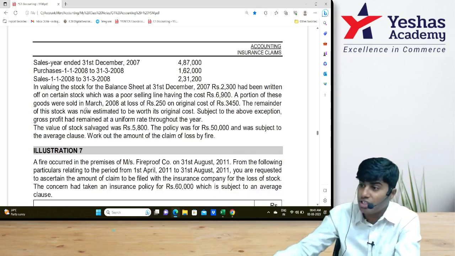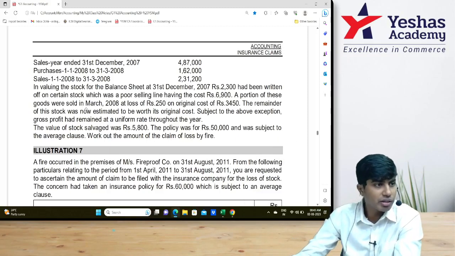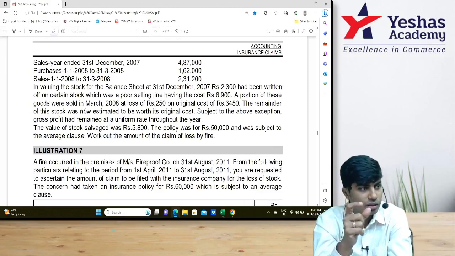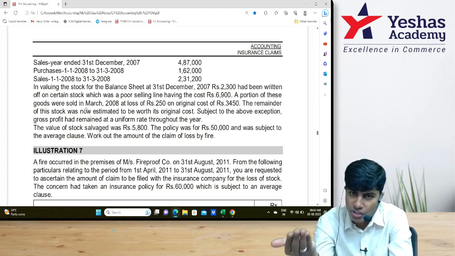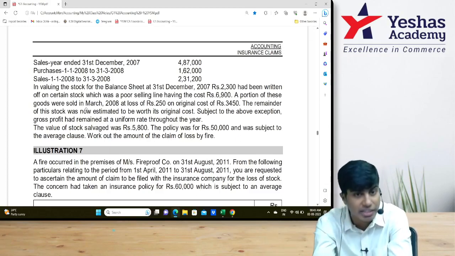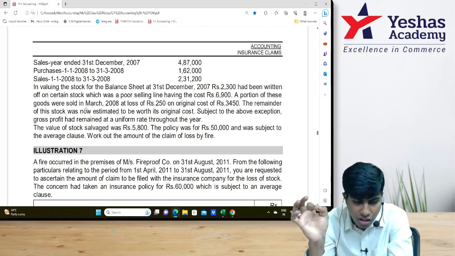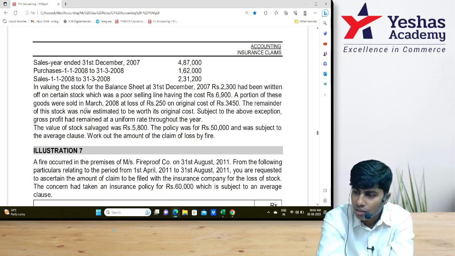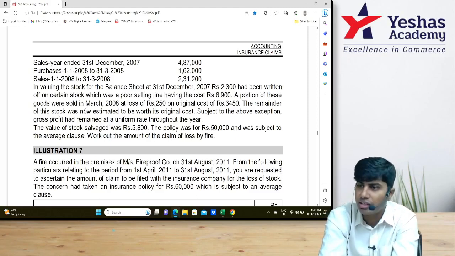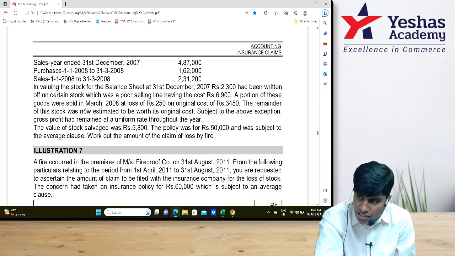Even if they would have told that it is worth 0 rupees, we would have still recorded it at 3,450. Are you getting it? That remaining stock is there, no? They're saying it is valued at cost. It should be valued at cost. We'll still value it at cost. What if they say its NRV, realizable value, is lesser than cost? We'll still record it at cost. This line will have no impact. Underline that: the remainder of this stock is now estimated to be worth its original cost. Underline this and write: even in the absence of this statement, we would have still done the same.